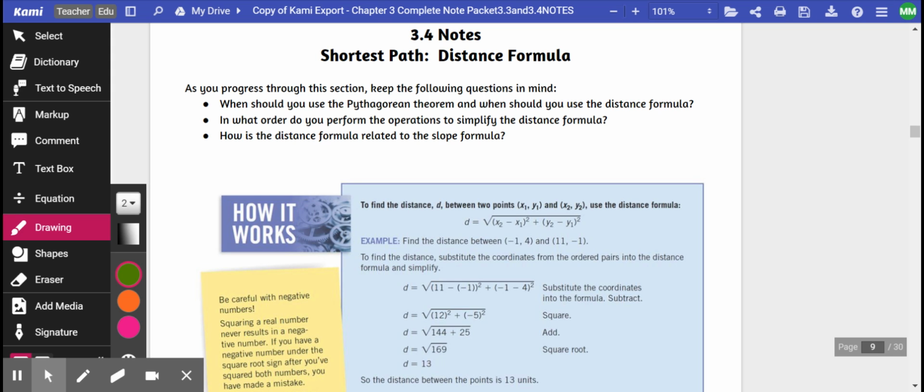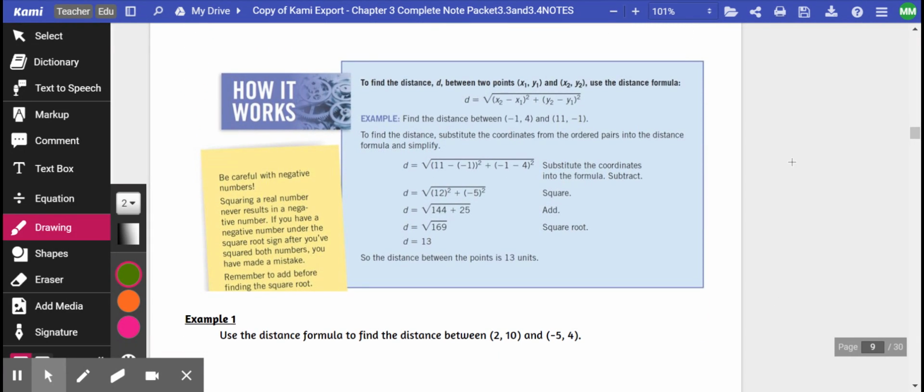Hey everybody, today we're going to be looking at your section 3.4 notes, which goes over the distance formula. Today's notes are going to be pretty straightforward. You're really just going to be using a formula and applying it to a few examples.